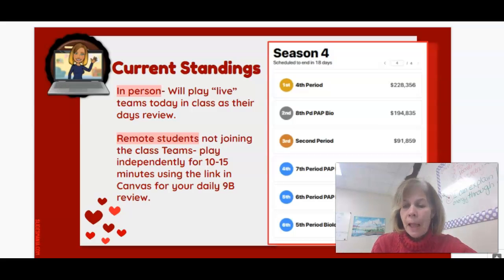Live, in-person kids, we will play live. Remote students, if you join us in teams during class, you'll be put on a team too, and you can play either with another remote kid or with an in-person student. Remote students, if you do not join the teams during class, you will play using the link that I gave you in the table in Canvas.